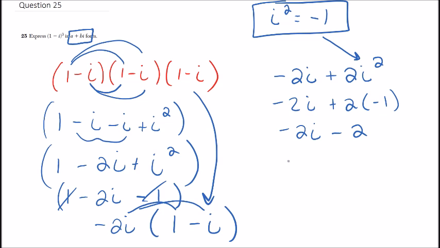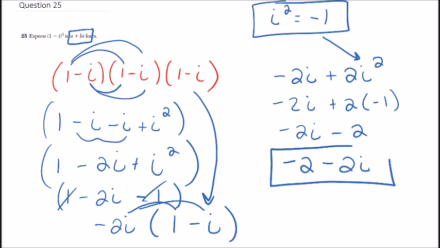But then we want it in a plus bi form, which means we just want to put the imaginary number second. So that's the same thing as negative 2 minus 2i, if I just flip these around using the commutative property. So there you have it.